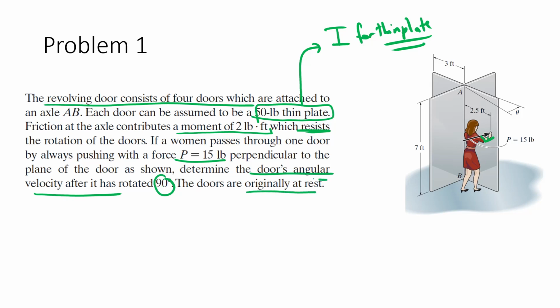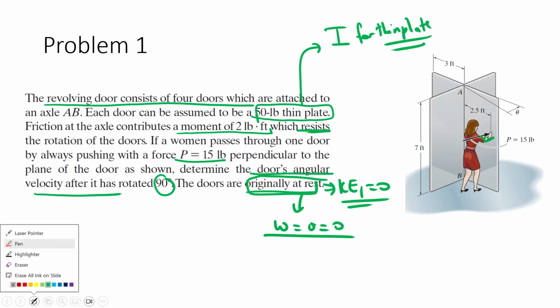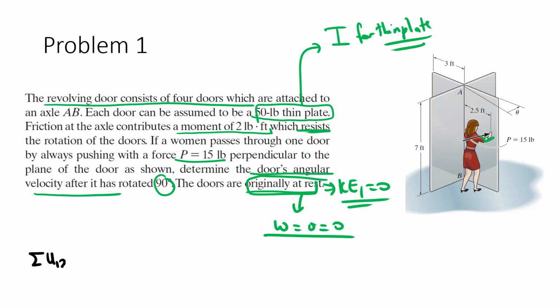The doors are originally at rest, which means that the kinetic energy originally is 0. At rest means that omega is equal to 0 and velocity is equal to 0. Both are 0. So let's start. As always, we will have the work-energy principle. We will say that the work done from 1 to 2 changes the kinetic energy of the door. And T1 we said is 0 because omega and V are 0.